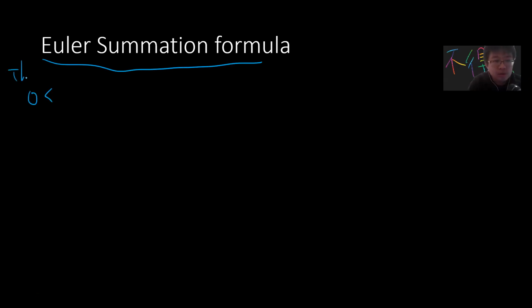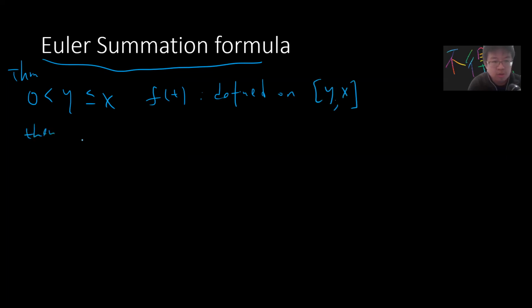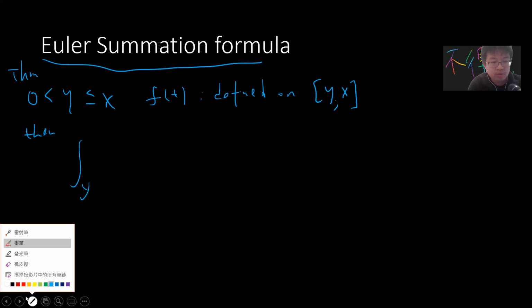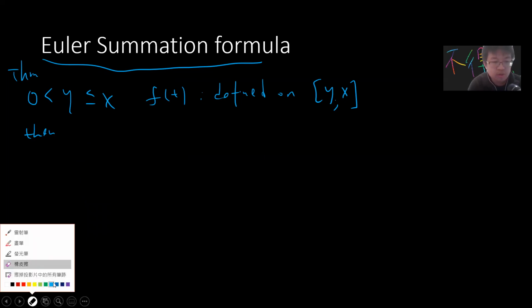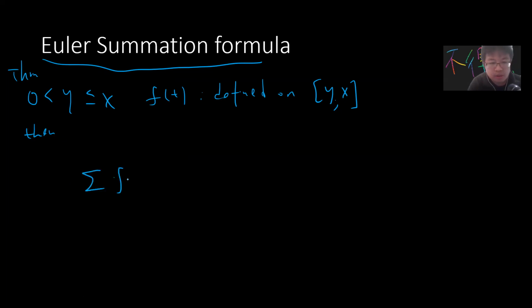Okay, so let me just write down the theorem. Let's say f of t is a real function defined on the y-axis. Our goal is to approximate the summation by the integral. Usually you will think that approximating a sum by an integral is very easy, just by the definition of the Riemann integral, right? But we need to find its error term.